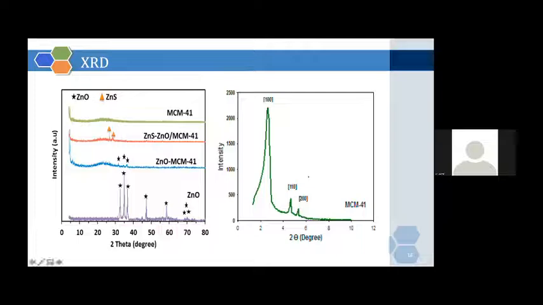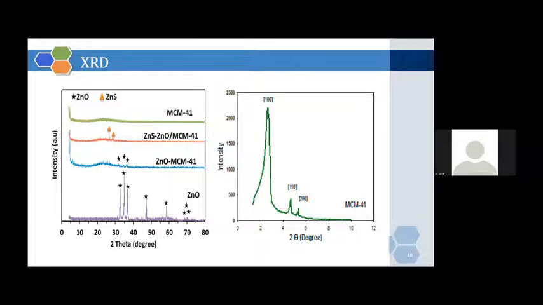The structure is confirmed by the presence of a strong peak at 2.69 and 2 weak peaks at 2 theta equals 4.5 and 5.4. These planes, 100, 110, and 200, suggest a hexagonal mesostructure with a high degree of ordered structure. For the zinc oxide sample, the characteristic peaks of zinc oxide appear at 2 theta equal 31.9, 34.6, 36.7. All characteristic peaks are assigned by standard.